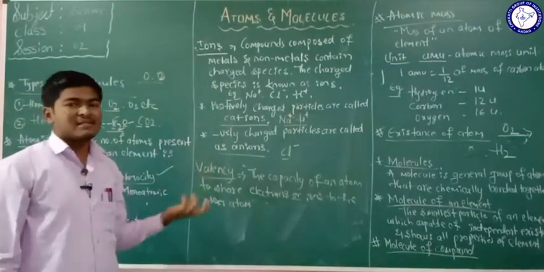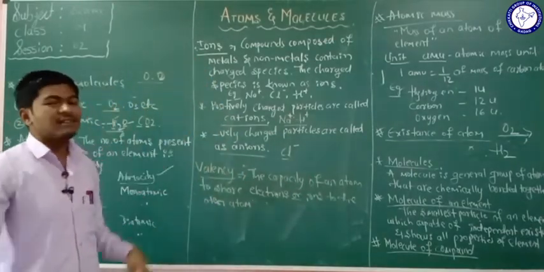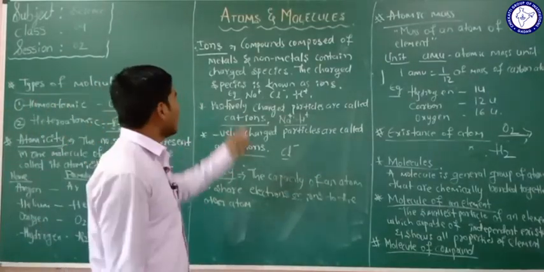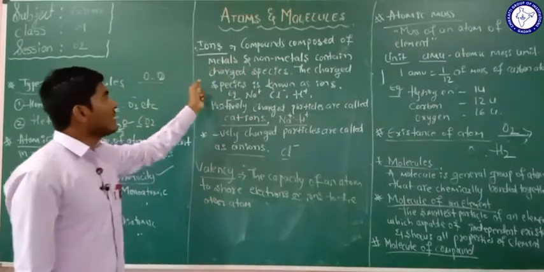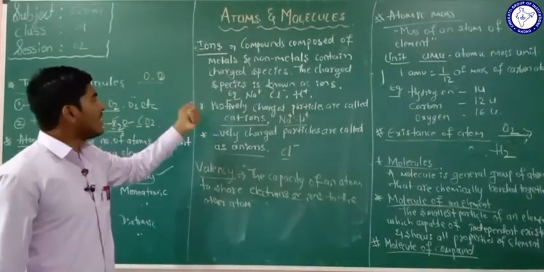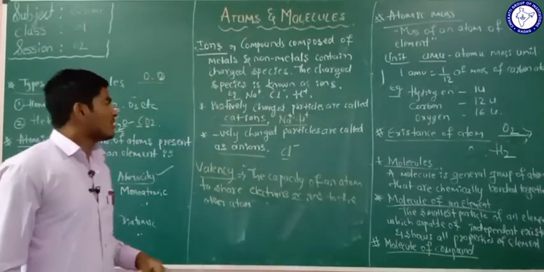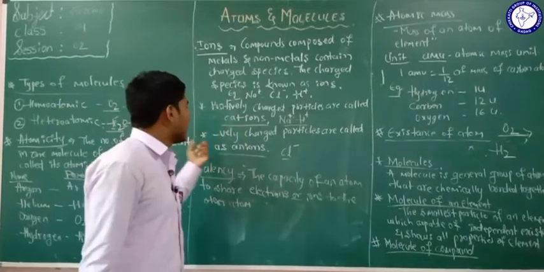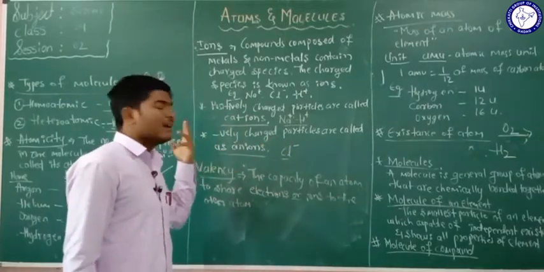Once again I am repeating: what are ions here? Ions are nothing but the charges present on the atoms, or the compounds composed of metals and non-metals contain charged species. The charged species is known as ions. Positively charged particles are called cations, and negatively charged particles are called anions.